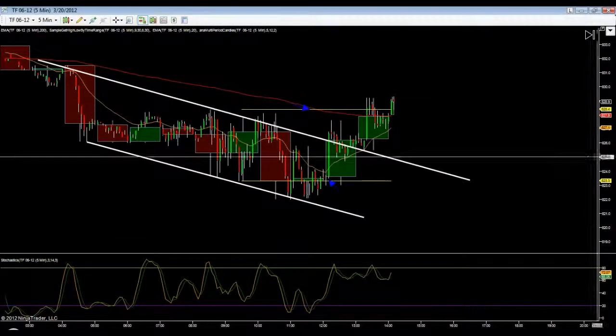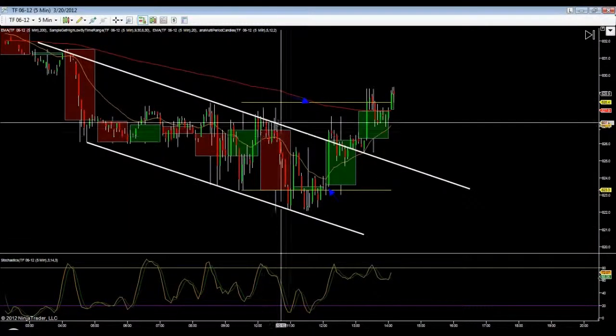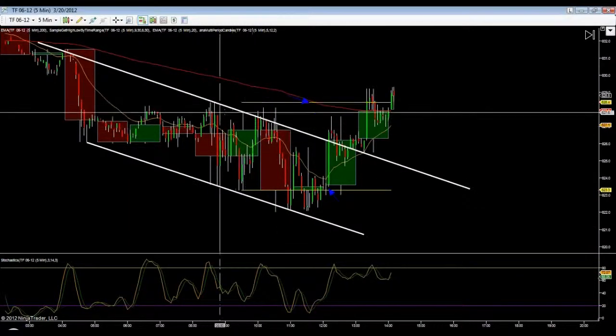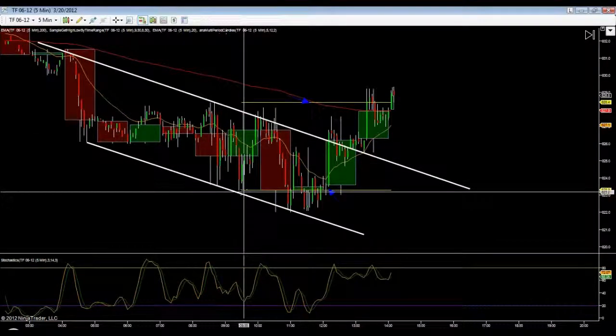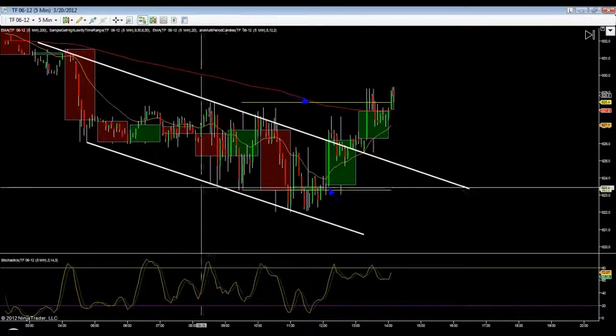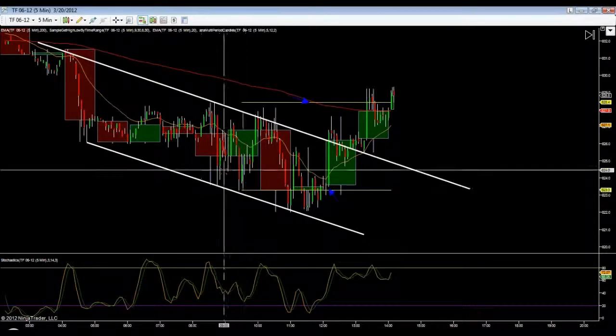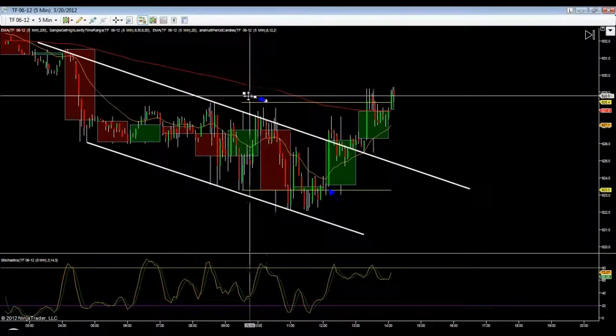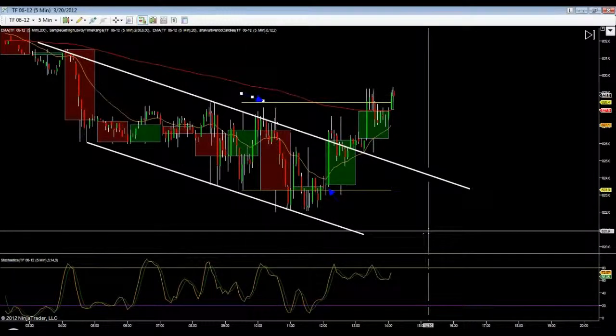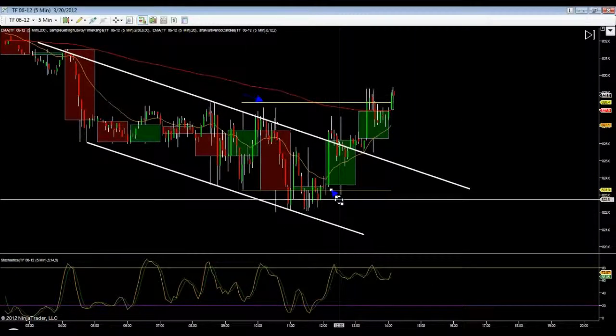So those are the first 30-minute lines. I don't think that's the name of it, but it's plotting the high and the low of the first 30 minutes of the trading day. I just wanted to point that out for you guys.